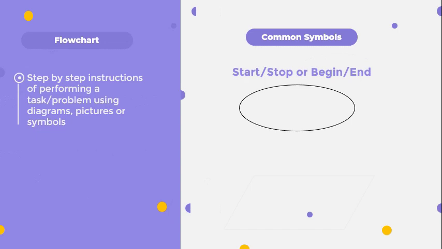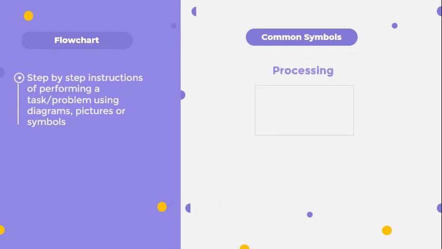What about another symbol? This symbol is for input, output, or display. It's the symbol of a parallelogram. Another symbol, the processing symbol, is a square or a rectangle. This is where you highlight what is being done to achieve that desired goal. Another symbol is the decision symbol. It's in the shape of a diamond or a kite. This one is used for decision. Then the last one, but not the least, remember, these are just the common ones. It is the flow direction symbol, which is an arrow.